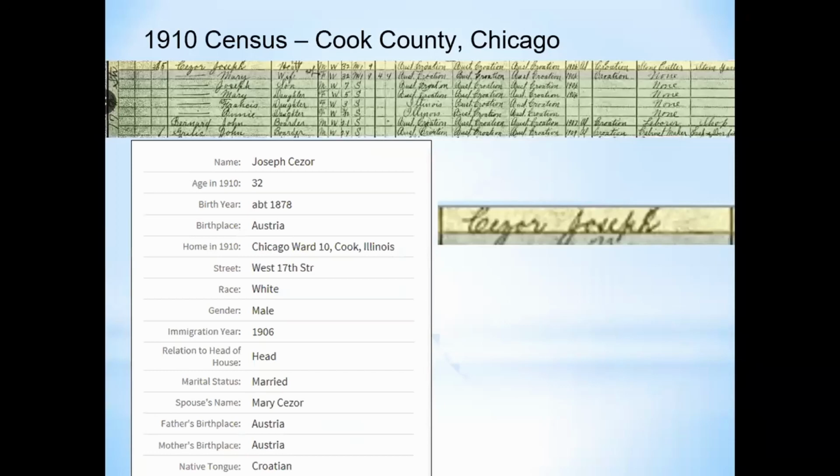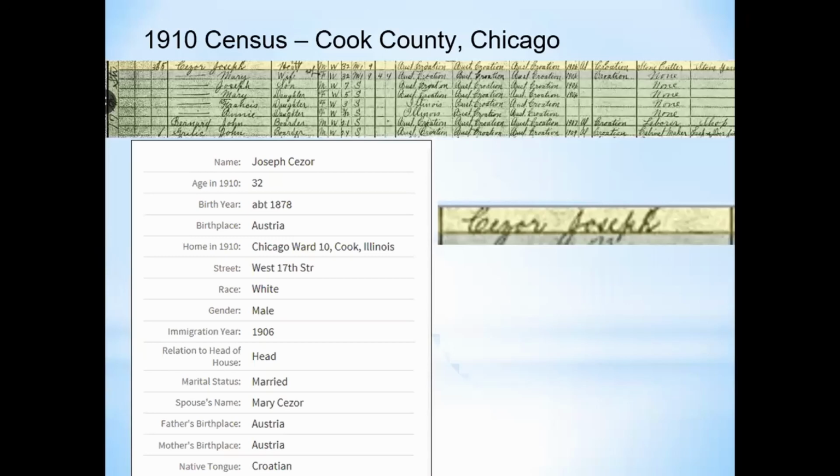That would be the first census that they would be in since they arrived in 1906. And in the 1910 census, we got really lucky again. If you can see that, the census taker, I had blown it up over there on the right. The census taker had really beautiful handwriting, and that clearly looks like C-E-Z-A-R or O-R, and it clearly looks like Joseph. And so when I typed it in, it came up right away. Here they are, and they're in Chicago, which is where they were headed from the passenger list.